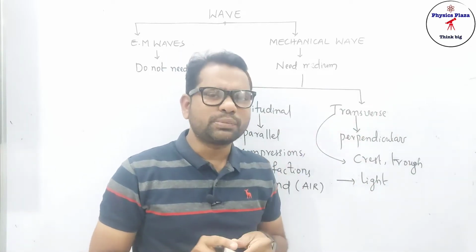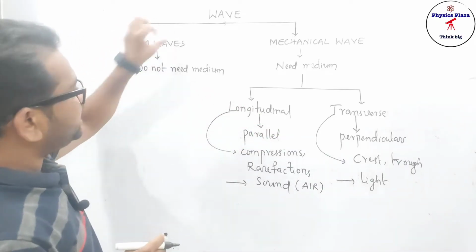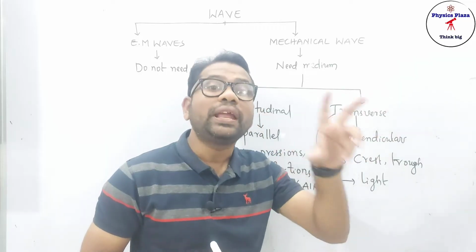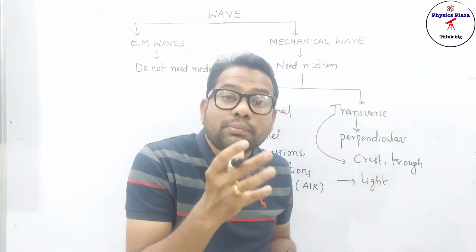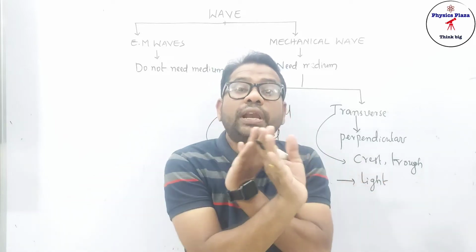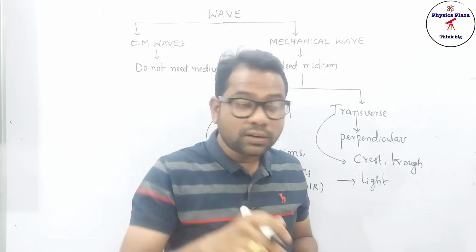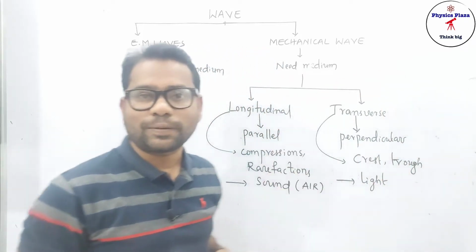Don't get confused. Some children may get confused: sir, here you said that light travels as electromagnetic waves, and again you're talking about transverse. I'm talking about nature, by nature. Because when light is traveling, it consists of electric and magnetic fields that oscillate perpendicular to the direction of propagation of the wave. That is the reason why light is considered transverse in nature.